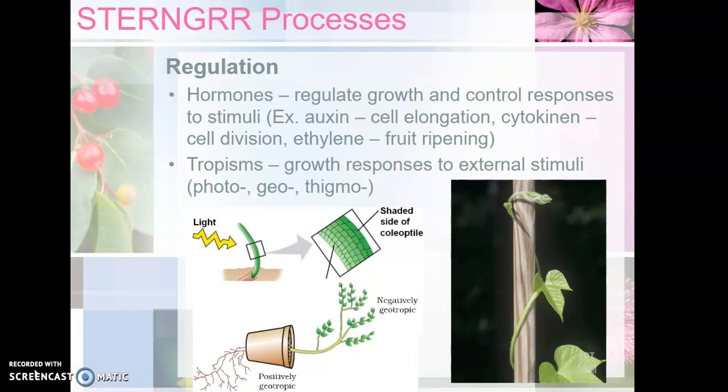There are 3 types of tropisms that you need to know. A phototropism is a plant's response to light. You can see the plant bending toward the light. A geotropism is sometimes called gravitropism. That's the plant's response to gravity. You can see in the picture that the stem is growing up even though the plant's laying on its side. And then a thigmotropism is a plant's response to contact. You can see the vine winding around the stem or the stick. That's the plant's response to contact.